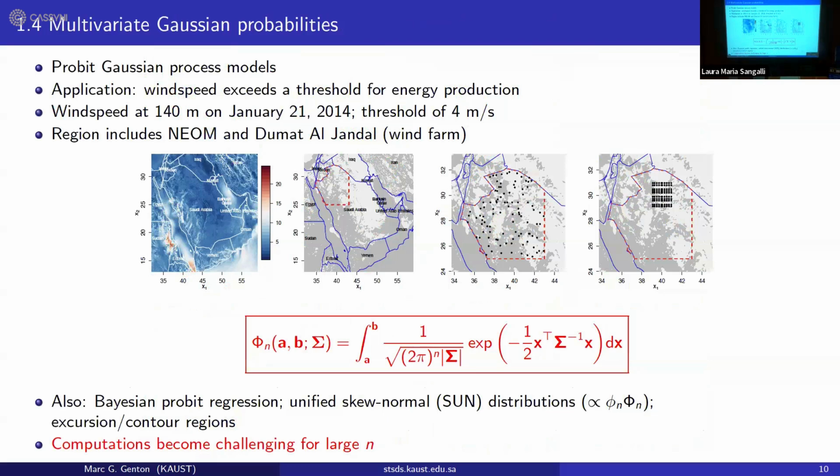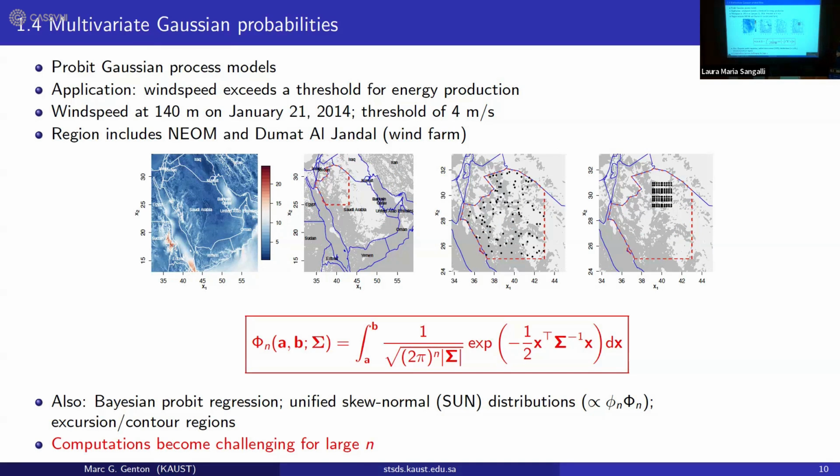A fourth type of fundamental problem is to compute multivariate Gaussian probabilities. This appears in a number of problems. For instance, in wind farming, wind turbines will produce electricity once the blades start to rotate. But if the wind is not strong enough, they will not rotate. So there is a threshold, depending on the wind turbine, for example here 4 meters per second, after which the turbines start to rotate and produce electricity.